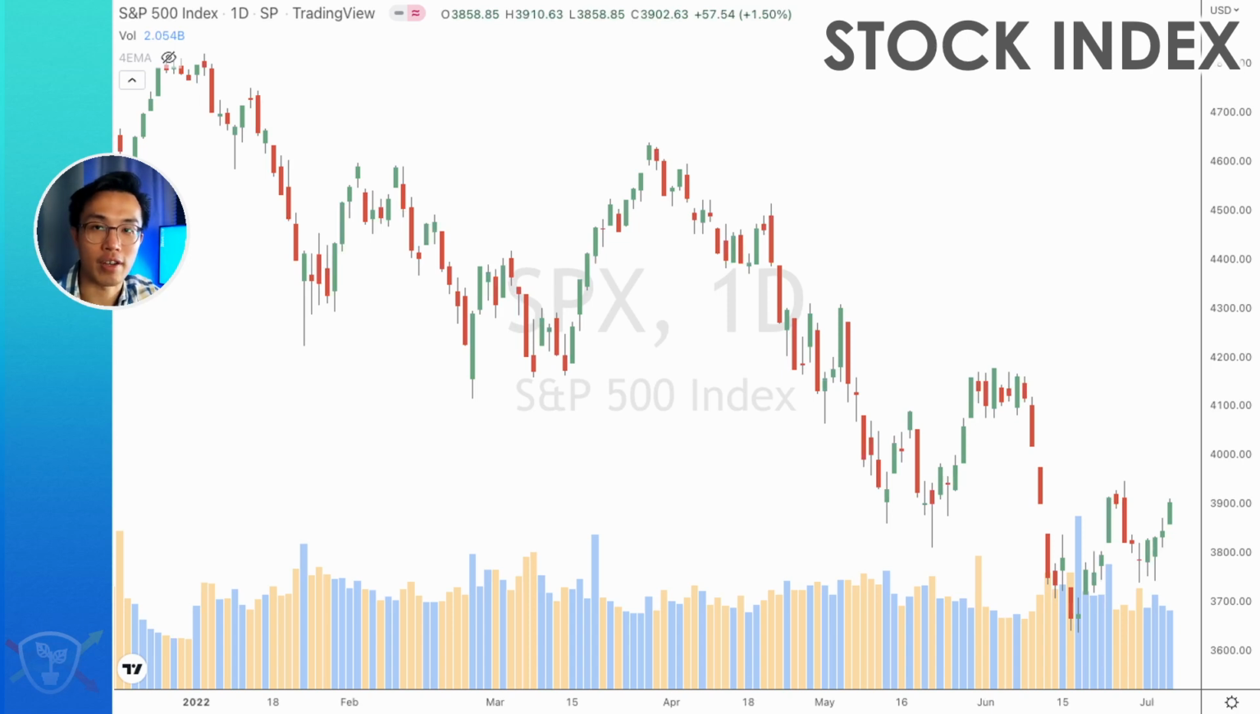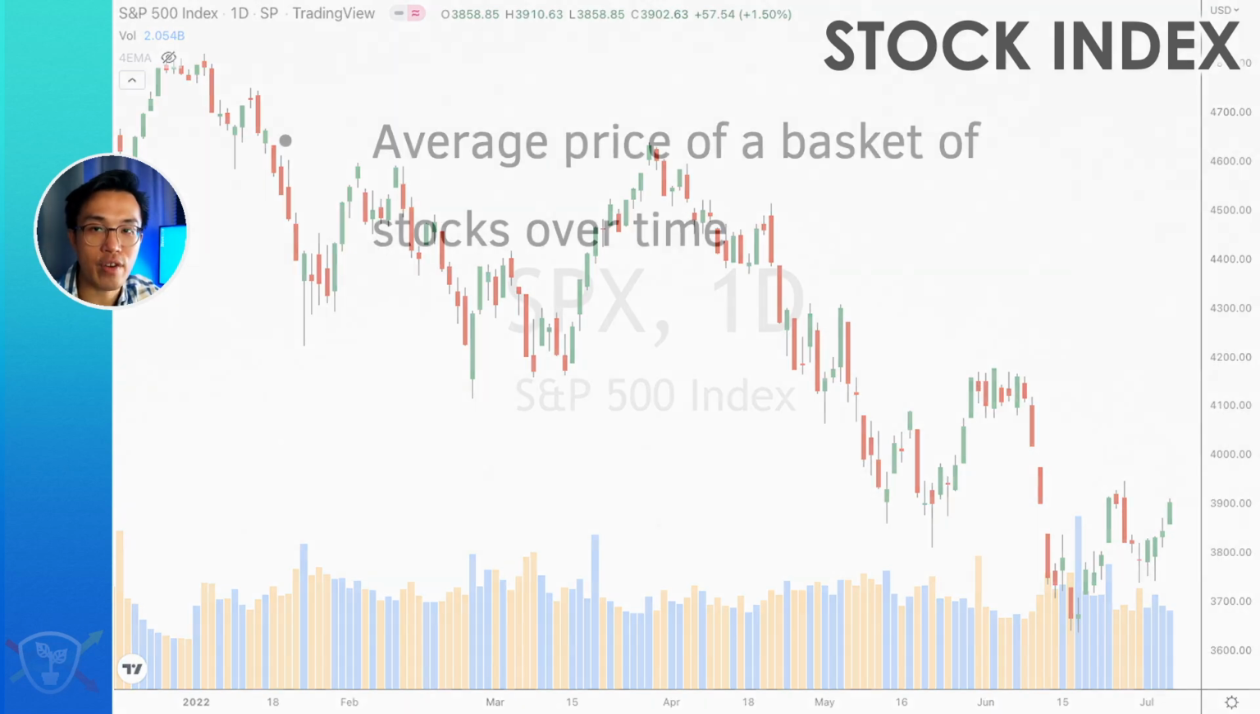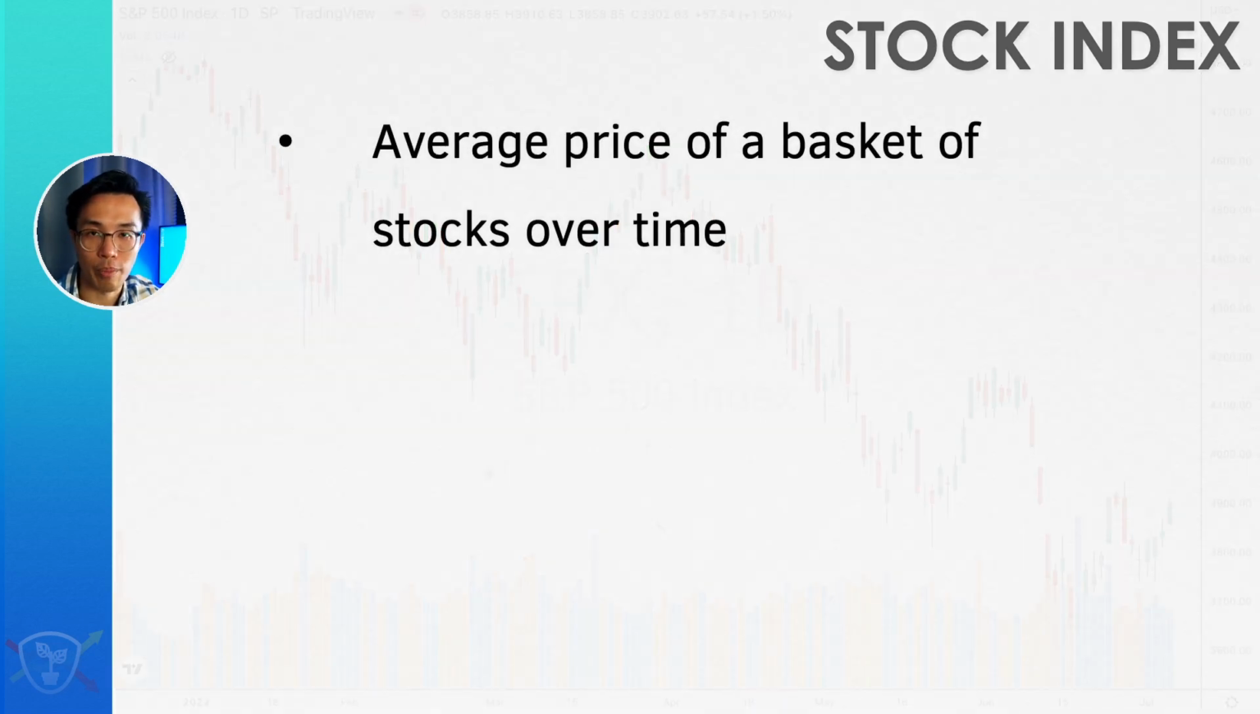Sometimes we may want to know how the overall stock market is performing at any particular point in time. And rather than having to scroll through every single stock that's listed on the market, we can use this wonderful tool that's available to us known as a stock index. Now, a simple way to think about a stock index is that it gives us the average price of a group or a basket of stocks over time.